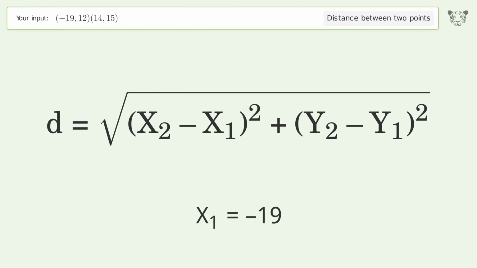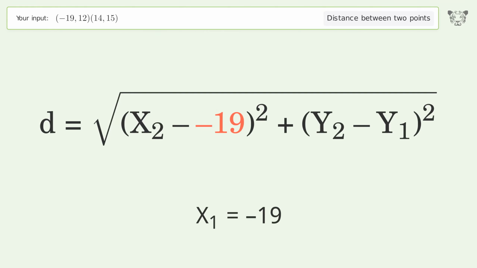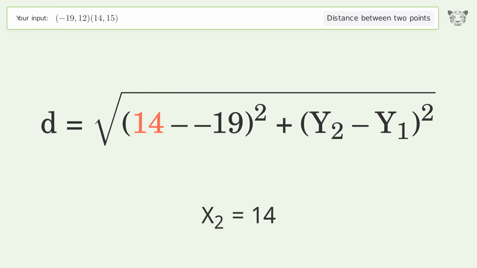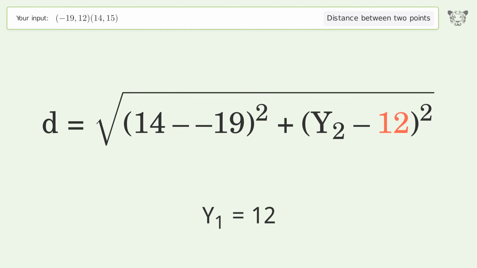x1 equals -19. x2 equals 14. y1 equals 12. y2 equals 15.